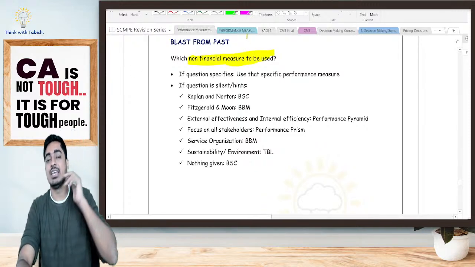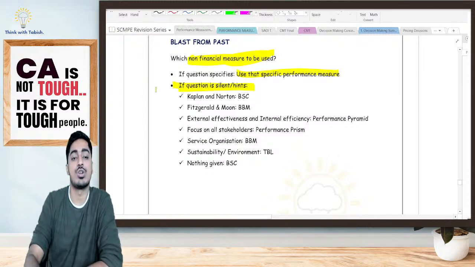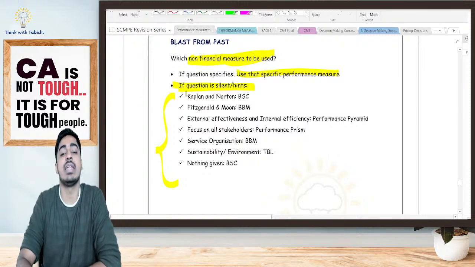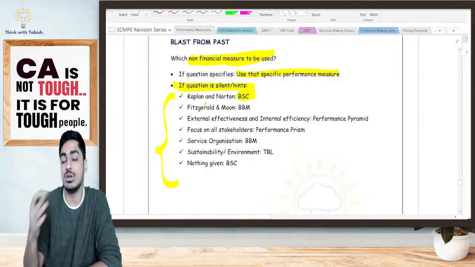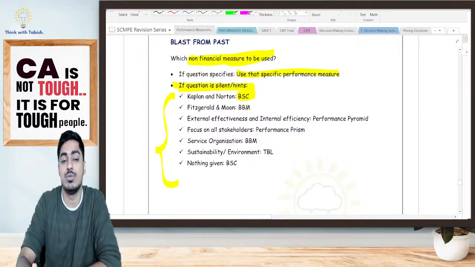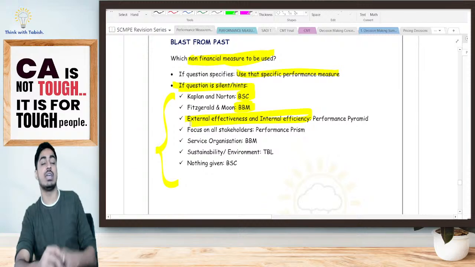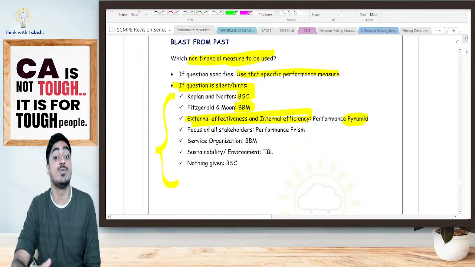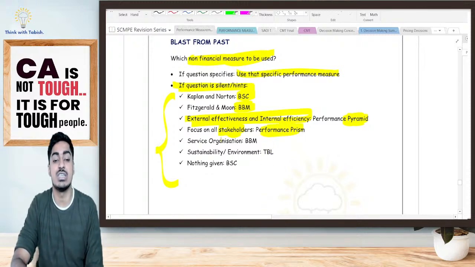If the question specifies building block model, you go for that. However, if the question is silent, it is just giving you hints. If the question says apply the Kaplan and Norton model, Kaplan and Norton have given me the balanced scorecard, so I should implement the balanced scorecard. Fitzgerald and Moon, which we are going to discuss, is my building block model. If the question says implement a model which focuses on external effectiveness and internal efficiency, that is my performance pyramid. If the question says build a model which focuses on all my stakeholders, performance prism. And if it says build a model suitable for a service organization, building block model.